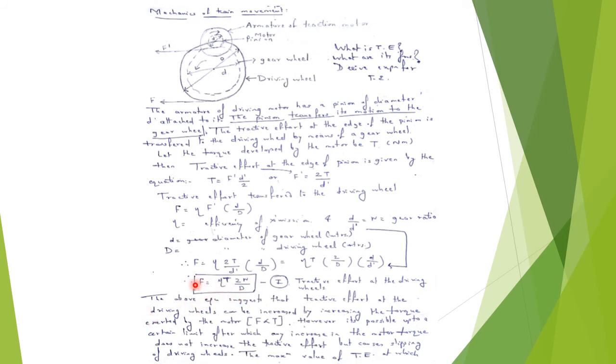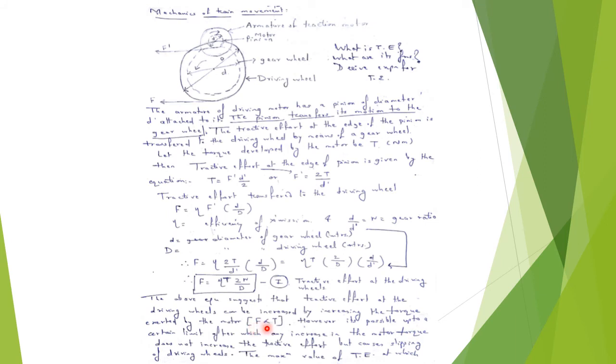Now, looking at all the other terms kept as constant, you'll find from this equation that the tractive effort transferred to the driving wheel is directly proportional to the torque. So here we can conclude that as we go on increasing the torque exerted by the traction motor, I can go on increasing the tractive effort.